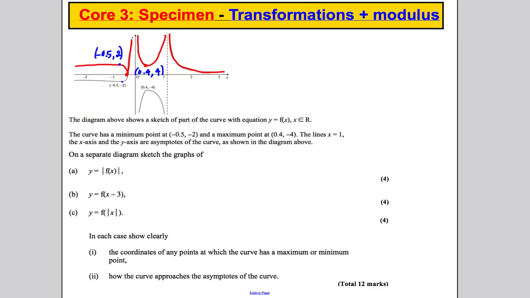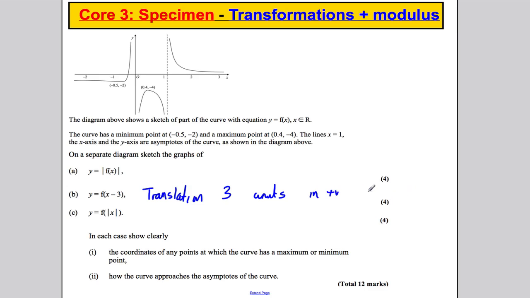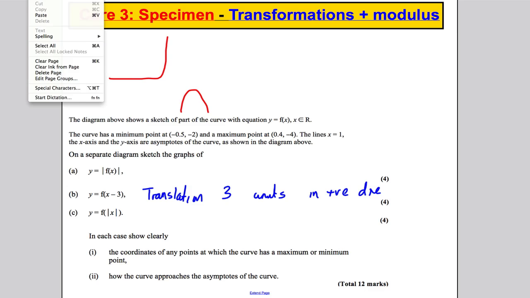For part B, we're asked to draw this graph f of x minus 3. That is a translation of 3 units in the positive x direction. So I'm going to use the original graph to do this. If I was to shift all of this by 3 units, that would be 1, 2, 3, 1, 2, 3, 1, 2, 3. It's not working out as I wanted, so it's probably easiest to draw this out again.